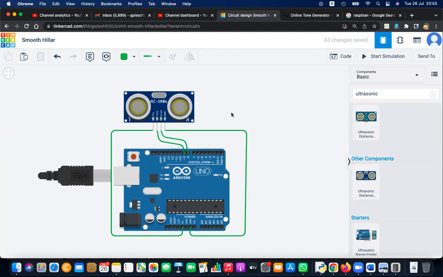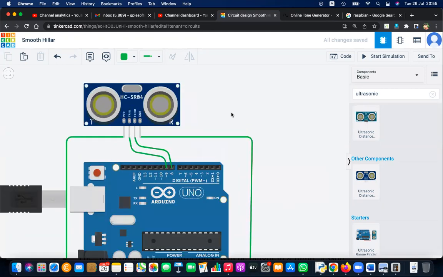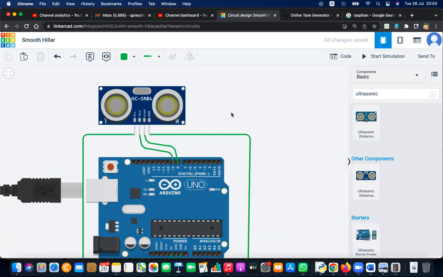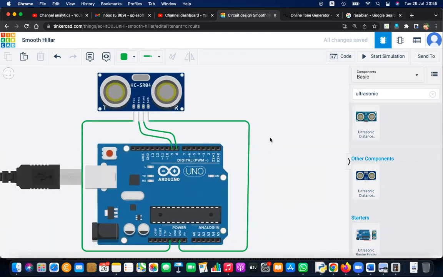Okay, this is my diagram. So you can also create the same, or you can change the ports. That doesn't matter anyway. You should give power to this. The VCC needs to be connected to 5 volts. GND needs to be connected to GND. And then these 2 pins you can connect to anywhere that you like, but it should be a digital pin. Okay, I hope you are doing it with me.